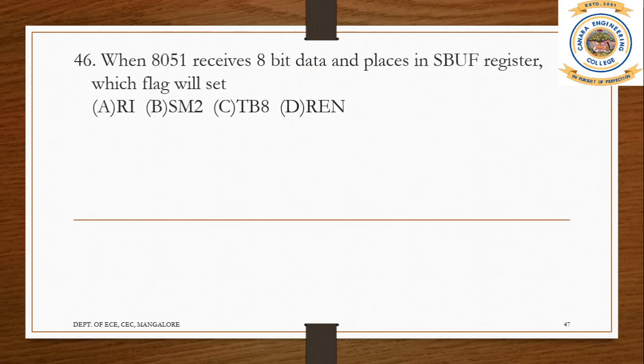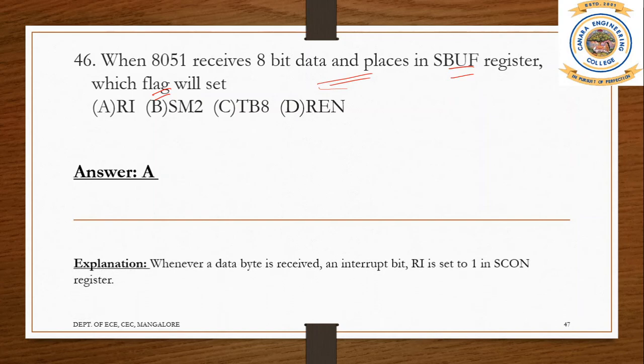When 8051 receives 8-bit data and places it in SBUF, SBUF stands for serial buffer register, which flag will be set? That's the question. So there is a flag used here, which tells me that I have kept my data in the serial buffer register. You raise a flag. If the flag is raised, there is data in the SBUF register. So which flag will be raised? The answer is A, which is RI, which stands for receive interrupt. So I have already received data, so receive interrupt will become 1.